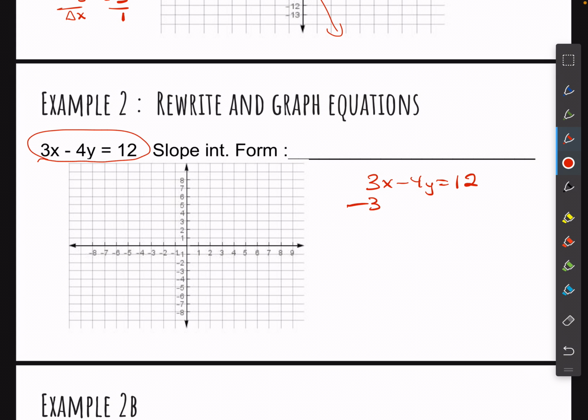So first we got to get rid of this x term from both sides, right? Okay, so we're going to subtract 3x from both sides. That goes away. And on our other side, we have negative 3x plus 12.